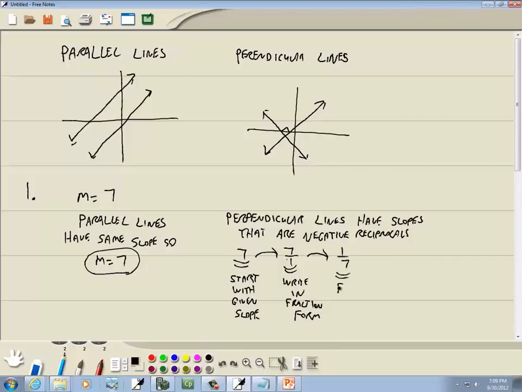Then we're going to flip it. Top goes to bottom, bottom goes to top. That's the reciprocal part. Reciprocal means fraction flipped. And then we'll change its sign. So it goes from positive 1/7 to a negative 1/7. So, for a perpendicular line, the slope is going to be negative 1/7. Now, it's pretty easy once you get used to it. For perpendicular lines, you think of it in fraction form if it isn't already in one. Flip it, change the sign. And that's the slope of a perpendicular line.